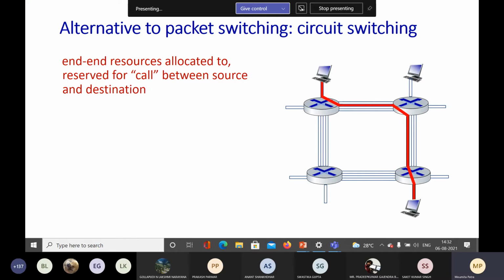What are the advantages of packet switching? What are the disadvantages of packet switching? Can you think of anything? One of the disadvantages of packet switching could be that the packets arrive out of order if they take different routes. Exactly. Great, this is a good answer.